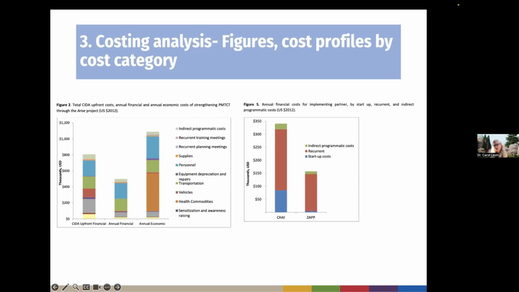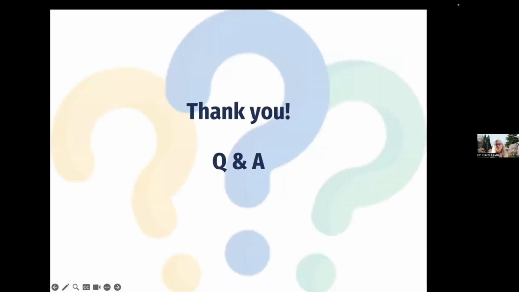So this is when you take into consideration all resources used, the cost of the program definitely changes. And an example of how you can look at cost by timing, i.e. recurrent costs or startup costs. And this is also important information. So very fast, that's the primer.